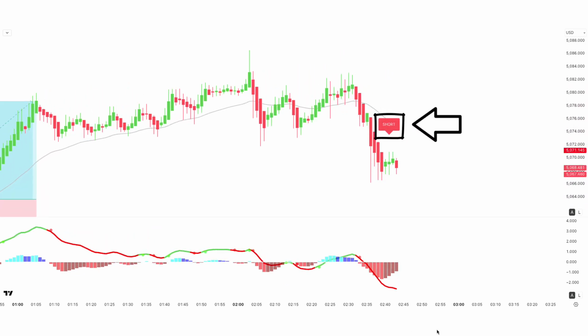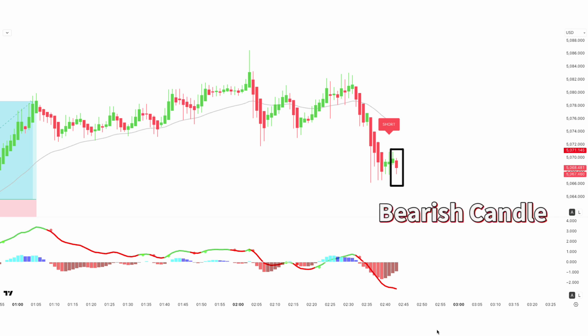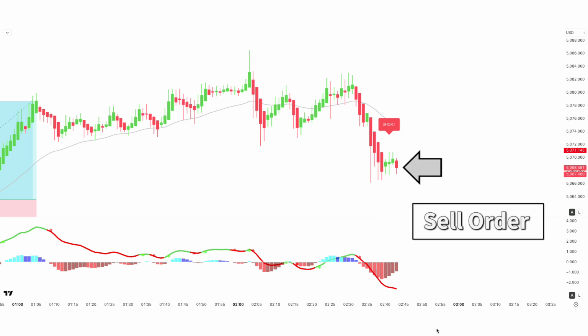Here, the gold trend signal arrow of this indicator is a short signal. Here, the red line of the MACD custom indicator is below the columns. Here, the market has made a bearish candle to give confirmation. So all our conditions are being fulfilled, so we are placing an order to sell.